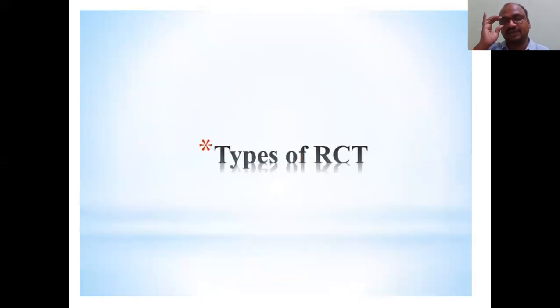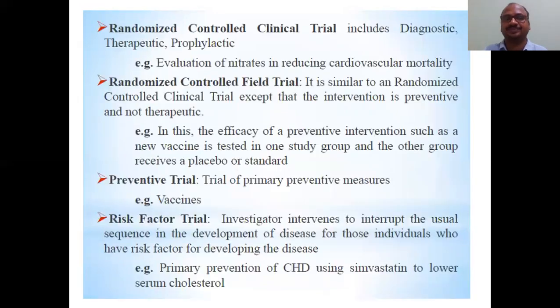So now we will see what the different types of RCT are. See here, RCT, randomized control clinical trial, includes diagnostic studies, therapeutic studies, prophylactic studies. Prophylactic means prevention. Keep in your mind, prevention is always better. So daily a person consuming a B complex tablet to avoid neuronal damage, that is called prophylactic use.